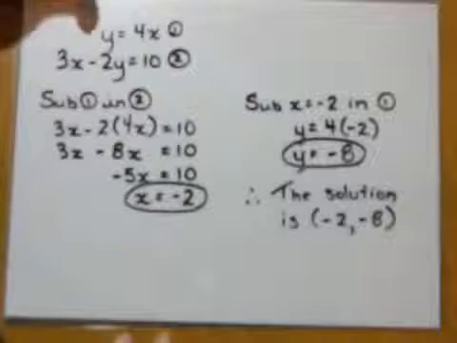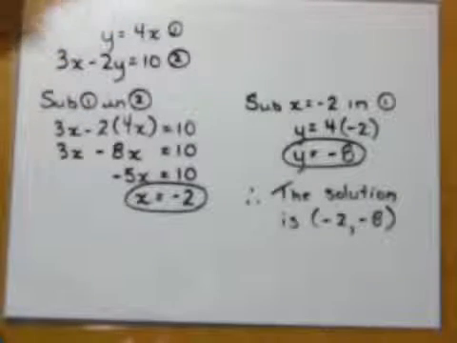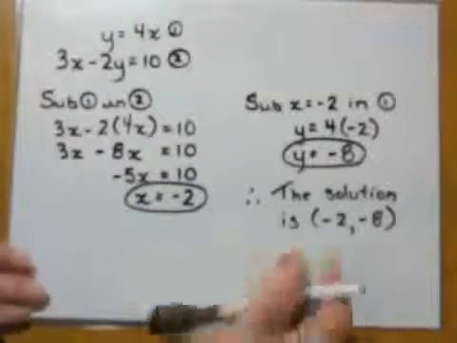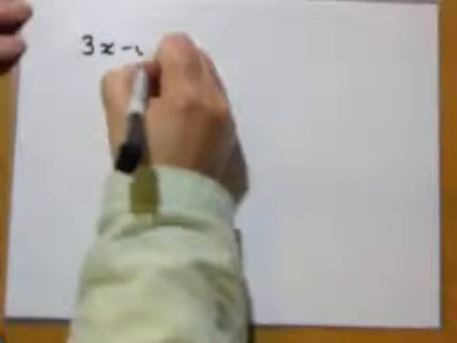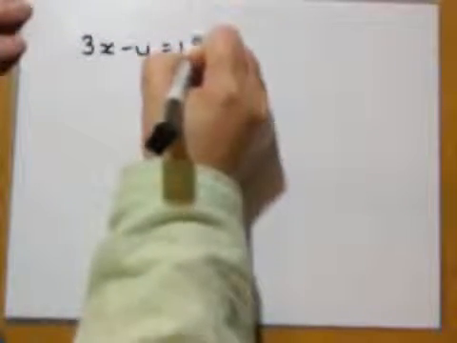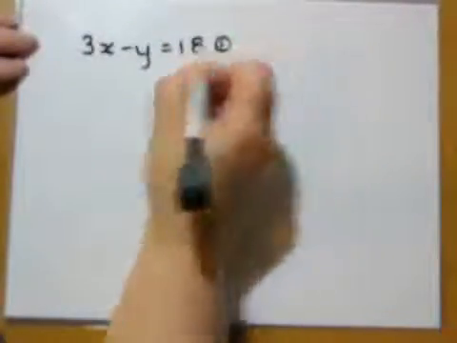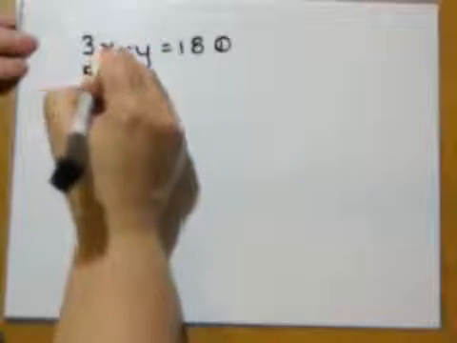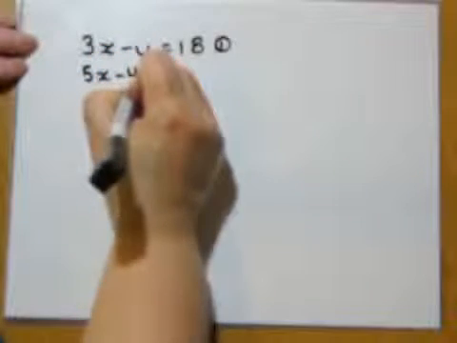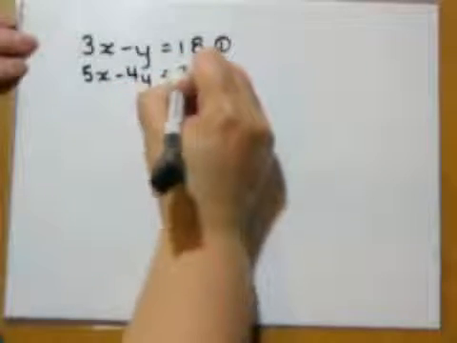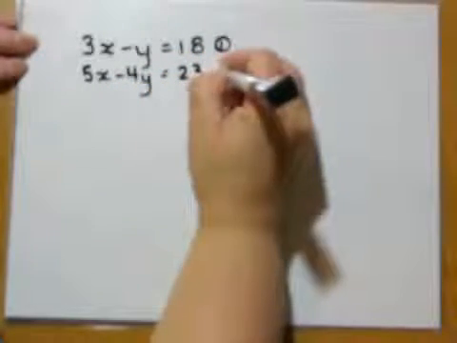Now, that was fairly simple because we had a straightforward substitution in here. So let's take a different set of equations that's maybe not quite so simple. Let's take 3x minus y equals 18, and that will be our equation number 1. And our equation number 2 will be 5x minus 4y equals 23.